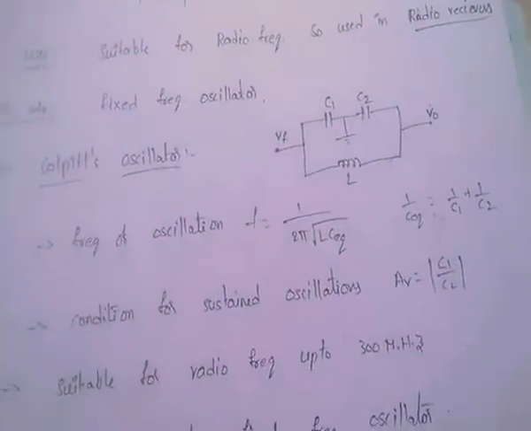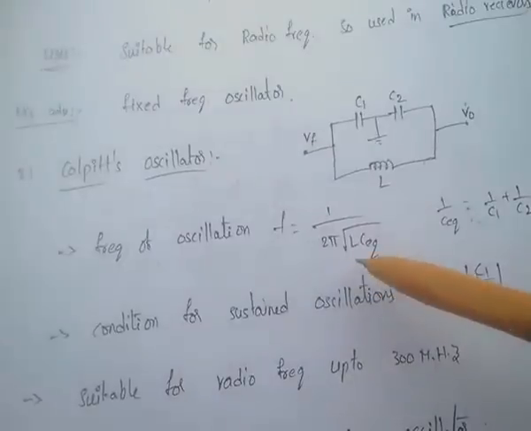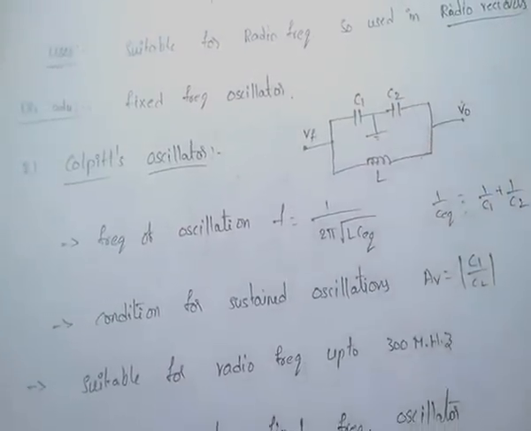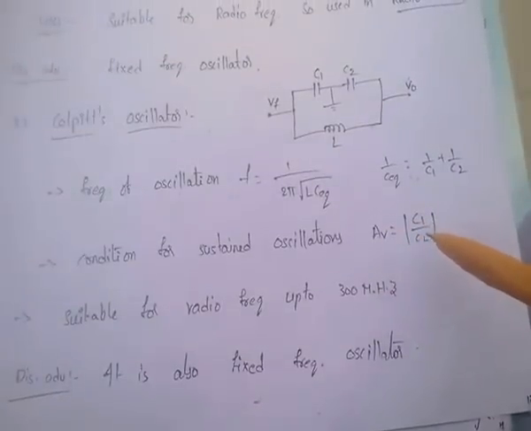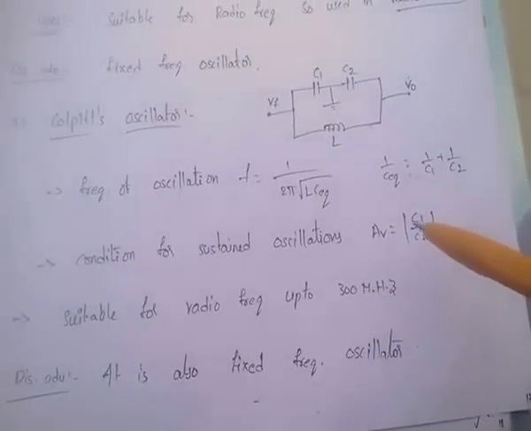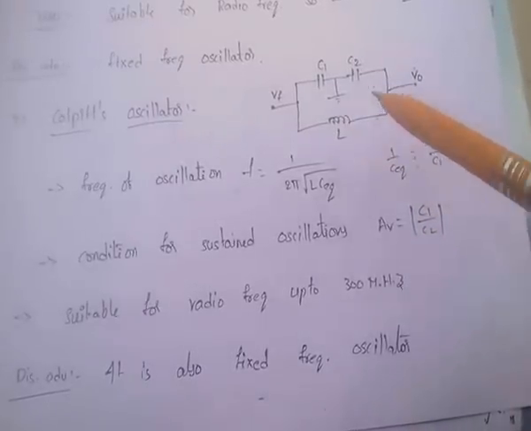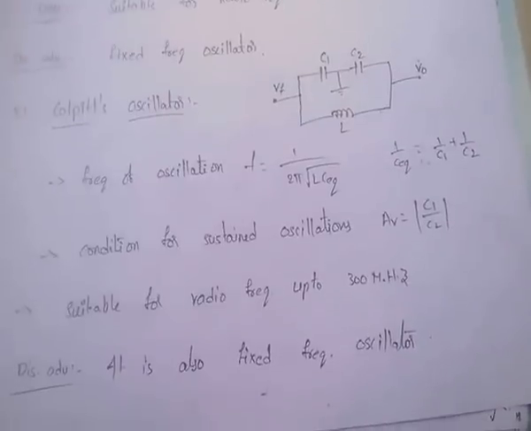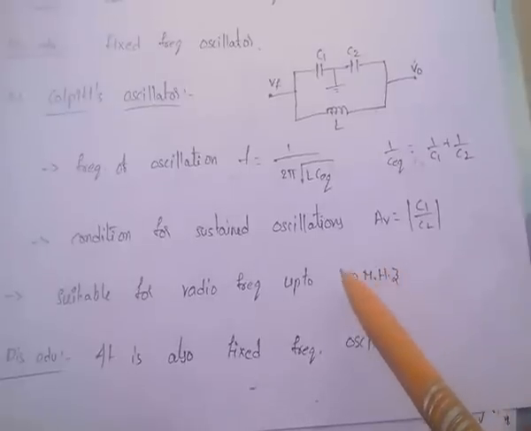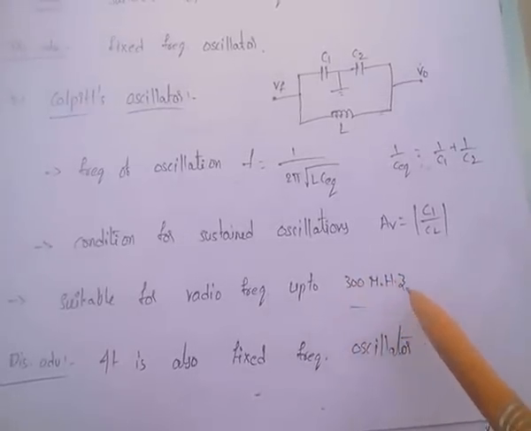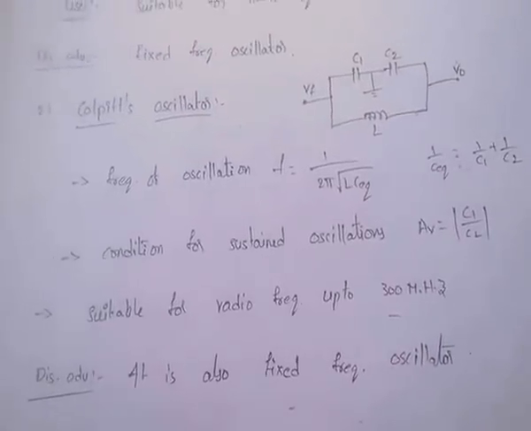In case of this Colpitts oscillator, it has two capacitors. So 1 by 2π into root of L into C equivalent. Okay. And condition for sustained oscillation, AV equal to C1 by C2. Here 1 by C equivalent equal to 1 by C1 plus 1 by C2 because they are in series. And it is suitable for radio frequency up to 300 megahertz. Okay. It is also a fixed frequency oscillator.